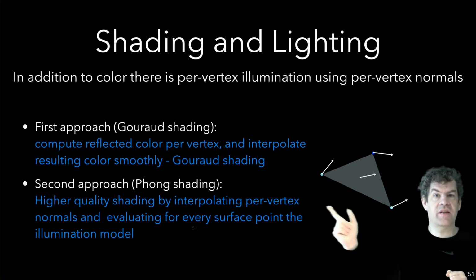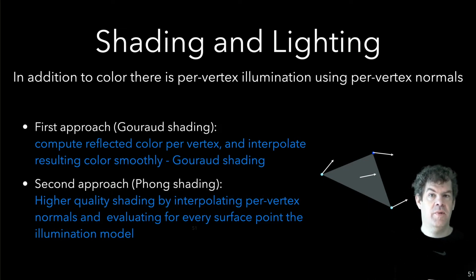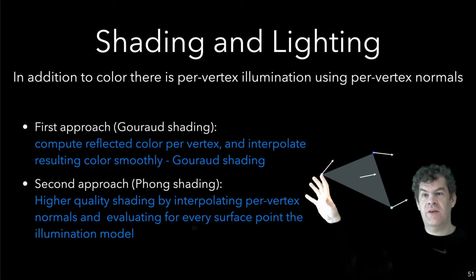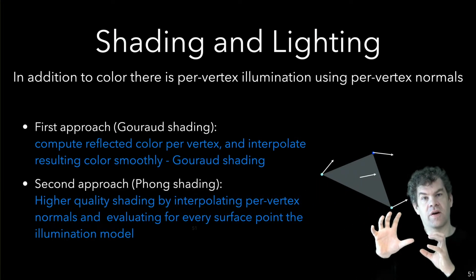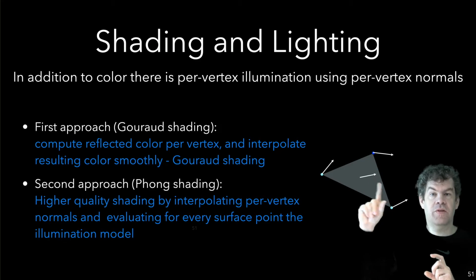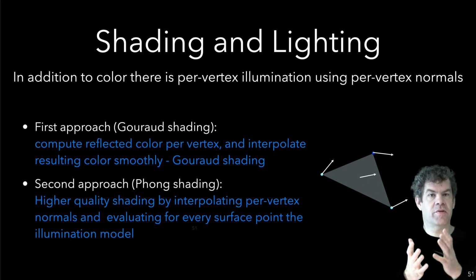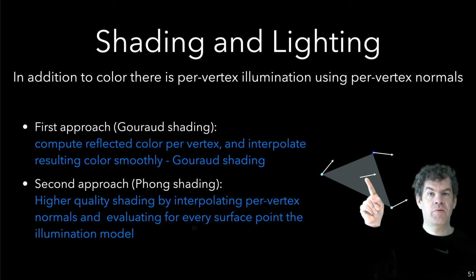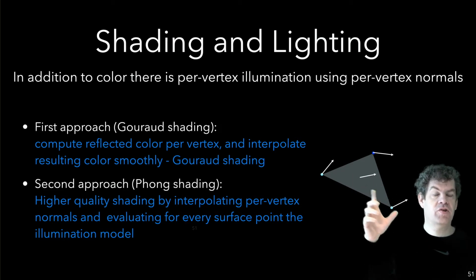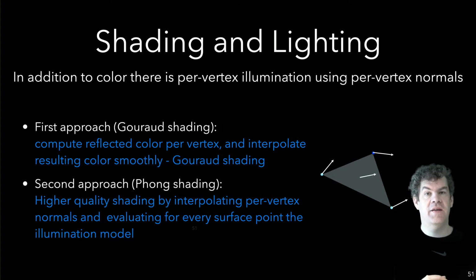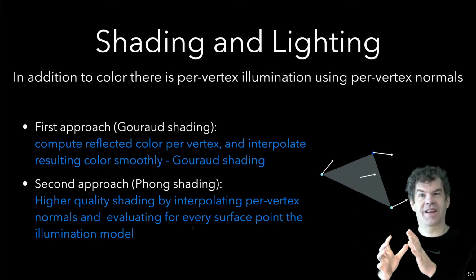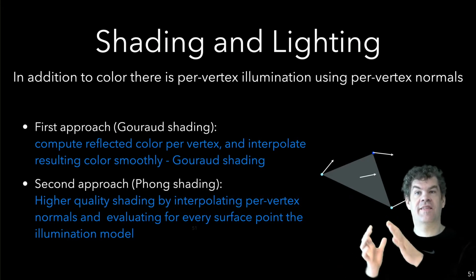The second approach, which is also an invention by Bui Tuong Phong, is that instead of computing the light per vertex, we can also interpolate the normal. It's just a three-dimensional thing. The normal is just a vector in 3D, just like colors are. So we can interpolate the normal for every point and then compute the lighting there. If we have the normal and the position, we can compute the light per point on the surface. This is also sometimes referred to as per pixel lighting. And per pixel lighting is, funny enough, a shading and lighting technique.